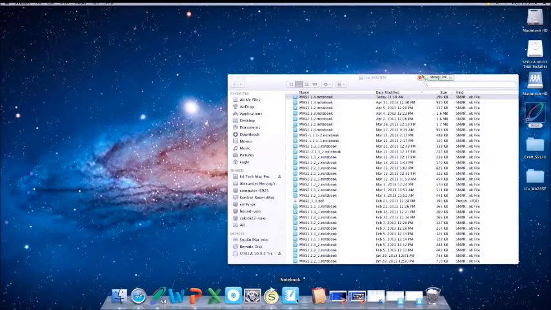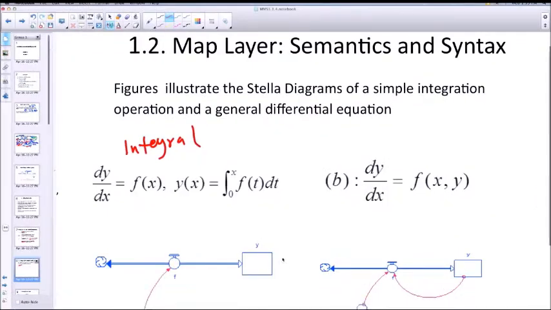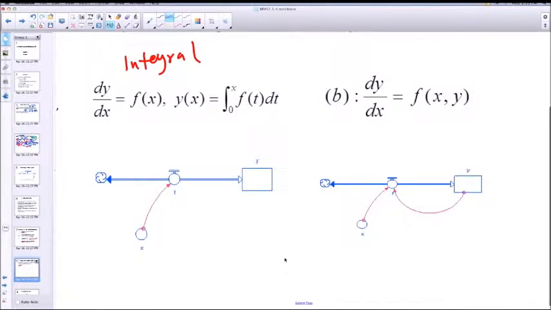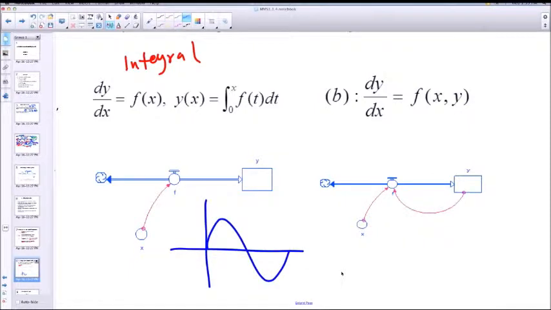The result you should see is a curve like this. Alright, this is what you learned in Cal 2. But we are talking about a differential equation. What's the difference? The difference is you have the y on the other side.